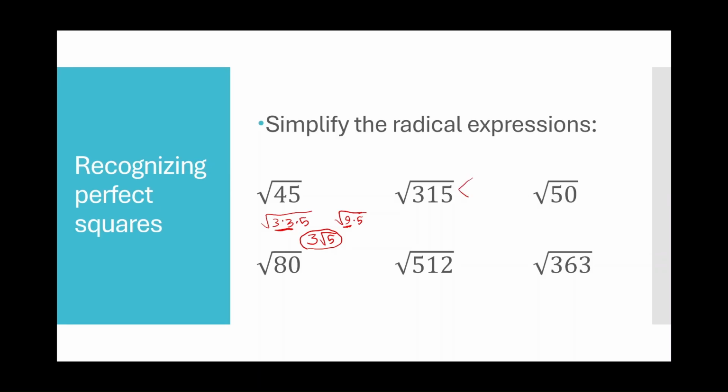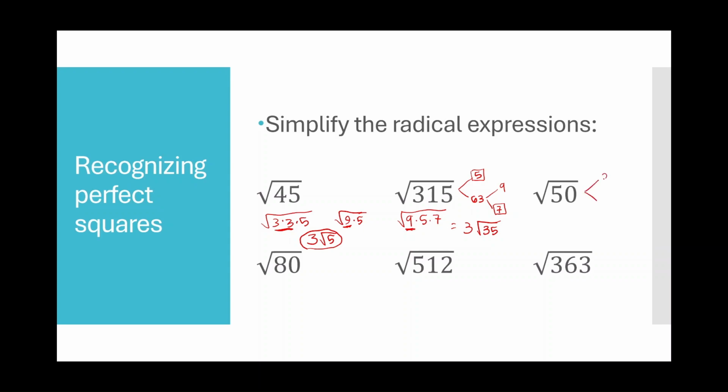315. Gosh, 5 goes into that. How many times? 63. Ooh, I know what 63 is. That's a 9 times 7. 7's a prime. 9 is a perfect square. I love that for me. So I'm going to write this guy as 9 times 5 times 7. I know what the square root of 9 is. That's 3. 5 times 7 I can put back as 35.